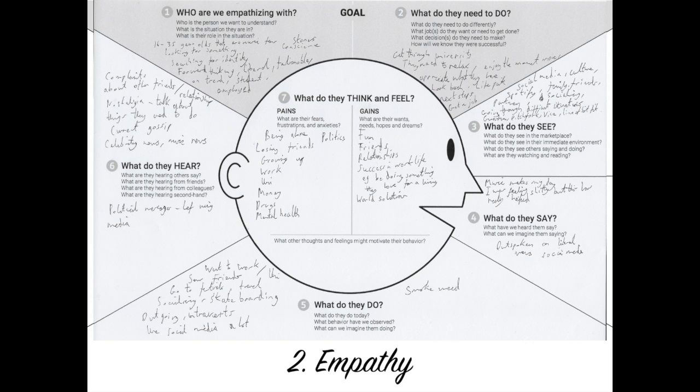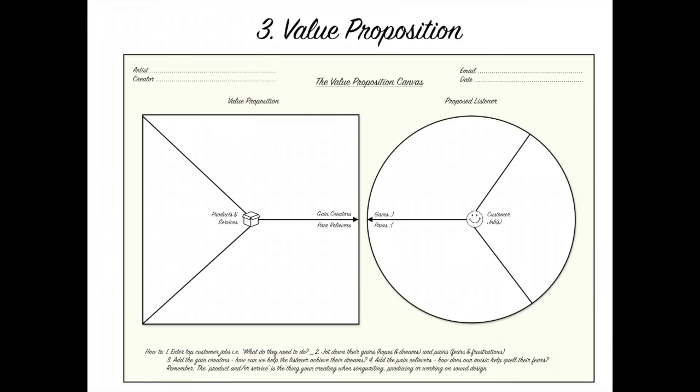Step 3 is called value proposition. This is a value proposition canvas. And here on the right hand side, we again label the customer jobs as what they need to do. And we look at their pains and gains again.